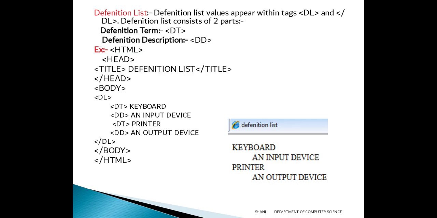Now the definition list, one of the important parts. Definition list values appear within the DL and closing DL tag. A definition list consists of two parts, that is the definition term, DT, and the definition description, DD.